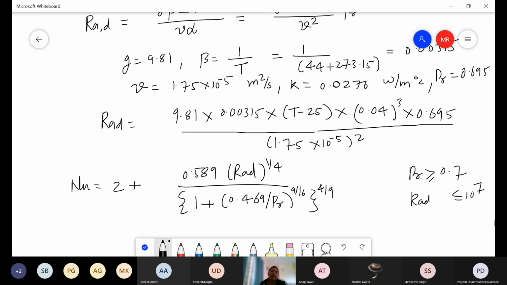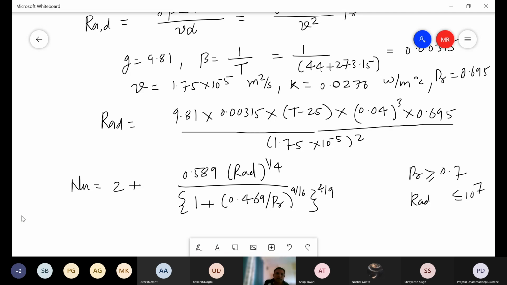But remember, what is the Prandtl number for air? The Prandtl number for air is 0.695, which is very close to 0.7, isn't it? So it doesn't matter even though we are using this equation. It is almost applicable. Is it clear to everyone? Yes, sir. So it doesn't matter, it is almost 0.7. So we can safely use this equation without worrying too much.